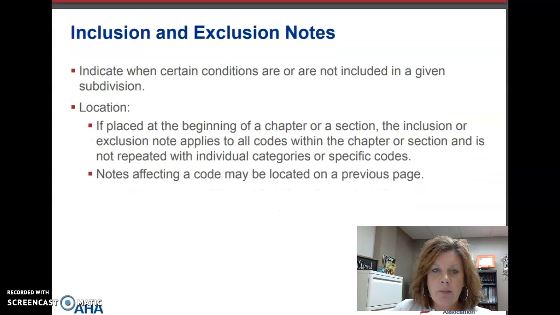Okay, so let's talk about inclusion and exclusion notes. They indicate when a certain condition is not included in a given subdivision. If the inclusion or exclusion note is placed at the beginning of the chapter or section, it applies to everything within that chapter or section. It's not repeated with each category. Notes affecting a code may be located on a previous page, so that's why you need to look around. Maybe look again at the beginning of that section or the beginning of that category.